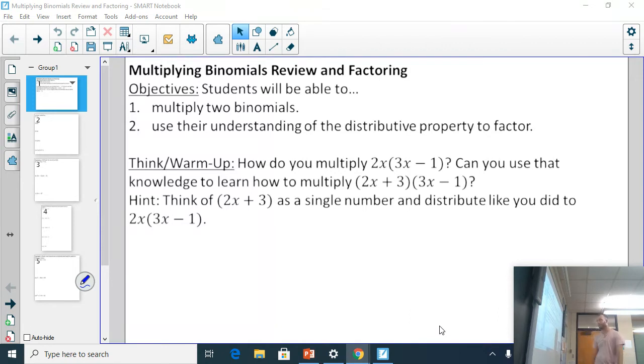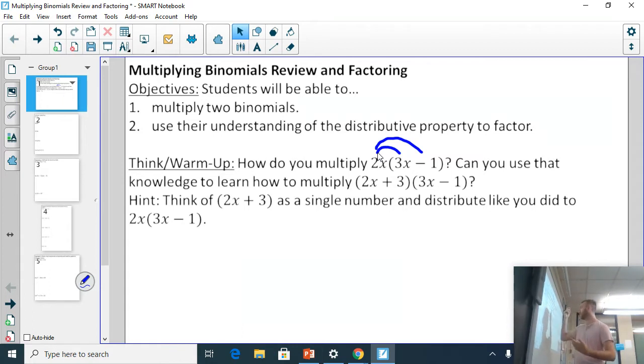So for a think slash warm up, I have: how do you multiply 2x times 3x minus 1? The answer would be you would just multiply 2x by 3x and then 2x by minus 1. And can you use that knowledge to learn how to multiply (2x plus 3) times (3x minus 1)? My hint here is to think of 2x plus 3 as a single number, which, if you think about it, 2x plus 3 kind of is a single number, right?